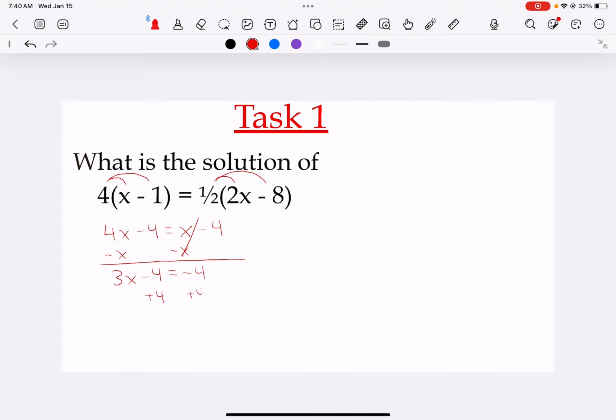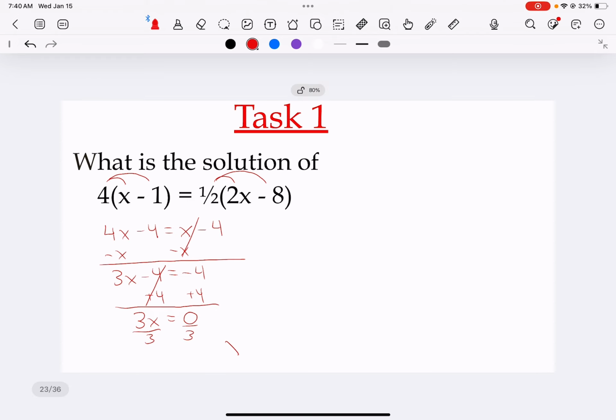Now I can add 4 to both sides. When I do that, the 3x comes down. Negative 4 plus 4 is 0. Gets eliminated. Negative 4 plus 4 is 0. But since there's nothing else on that right side of the equal sign, I'm going to have to still write my 0. Now, I divide both sides by 3.